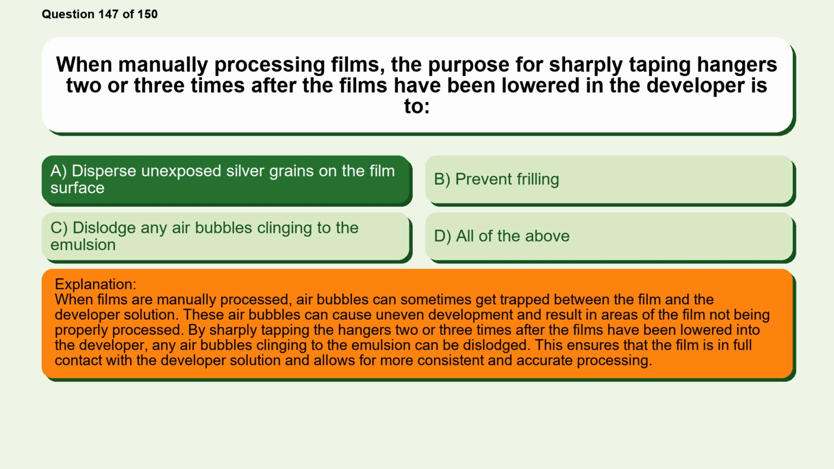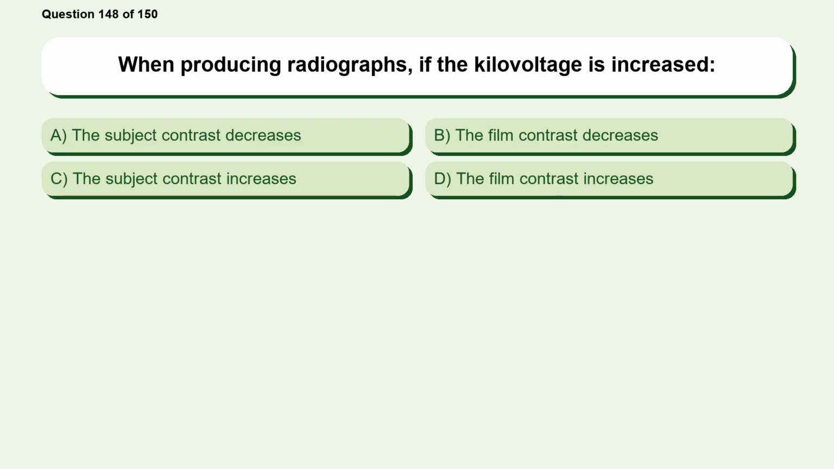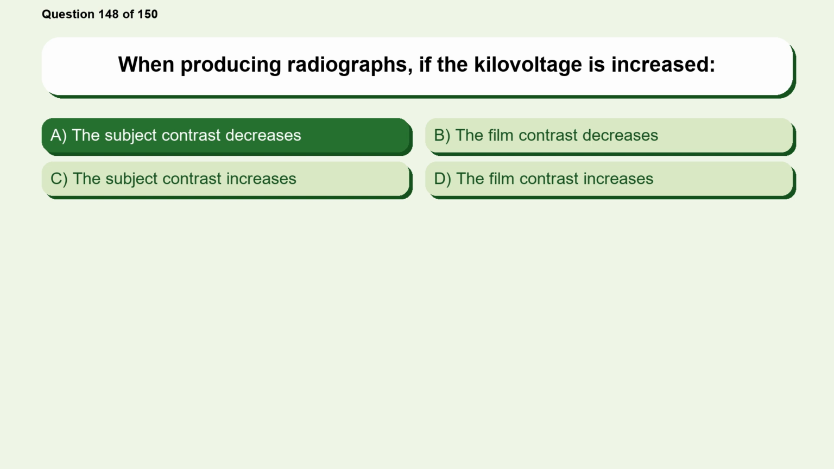Question 148. When producing radiographs, if the kilovoltage is increased, Option A, the subject contrast decreases. Option B, the film contrast decreases. Option C, the subject contrast increases. Option D, the film contrast increases. The correct answer is option A, the subject contrast decreases.